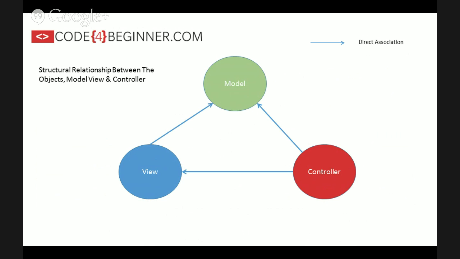Direct association means it is a delegate link. Let me explain it. In here, controller has direct association with view and it has direct association with model, which means the controller needs to know the type of the model the view is expecting, and controller needs to know the model type to send data.